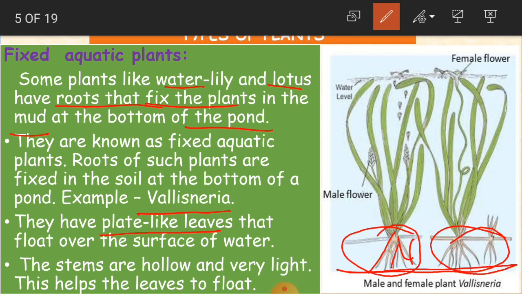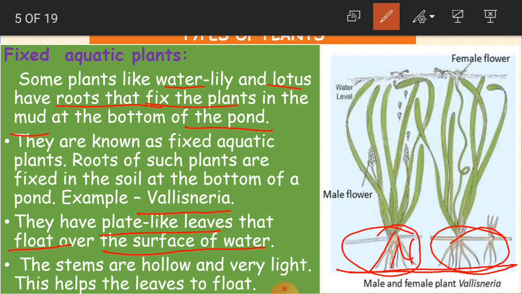And these leaves float over the surface of the water. Now, as we can see, the leaves of water lily or lotus will be floating up over the surface of the water. Even the flowers also, very beautiful lotus flowers. The stems are hollow and very light.